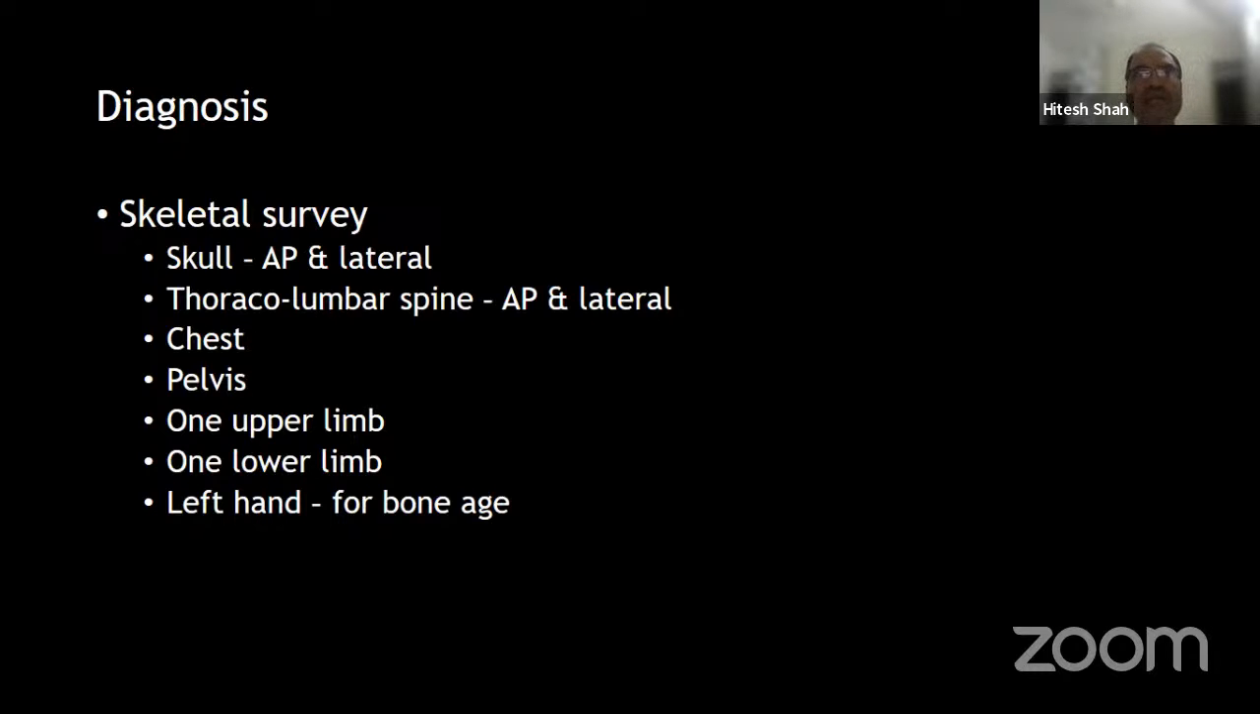By that we can detect whether it is an epiphyseal dysplasia, a metaphyseal dysplasia, a diaphyseal dysplasia, or whether the spine is involved, as in spondyloepiphyseal or spondylometaphyseal, depending on the variety of dysplasia. We can say what the involvement is.